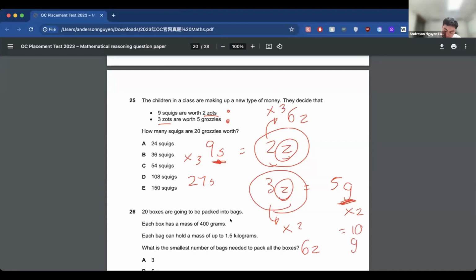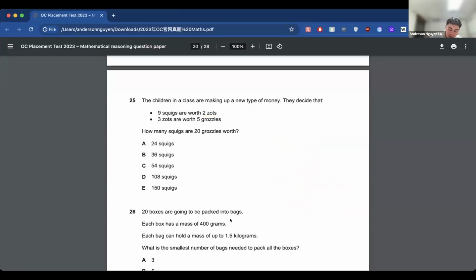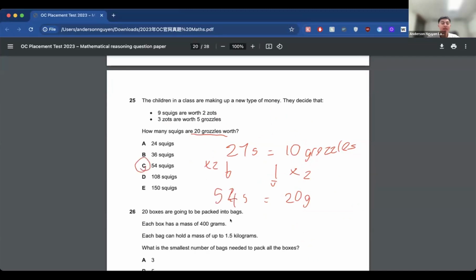Okay. So now you have a new comparison. 27 squigs are worth 10 grozels, but we're not done yet. The question wants what 20 grozels are worth. So to get to 20 grozels, you need to times 10 by 2. And whatever you do to one side, you do to the other. So 27 times 2 is 54. Okay. So that's how we deal with these kinds of questions.